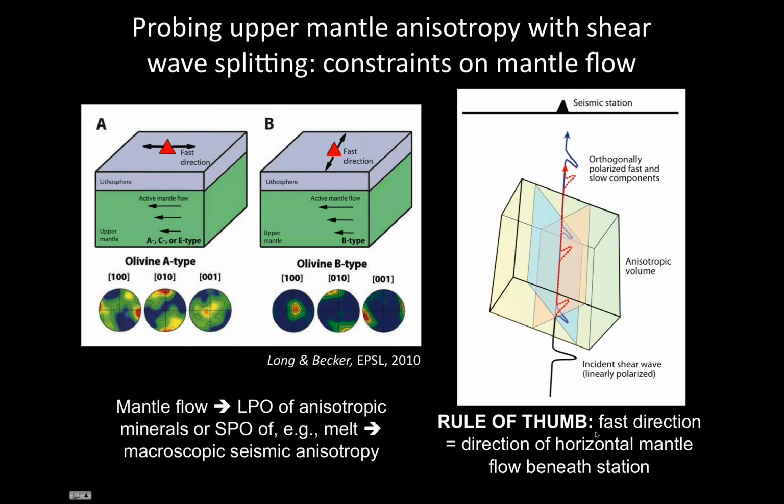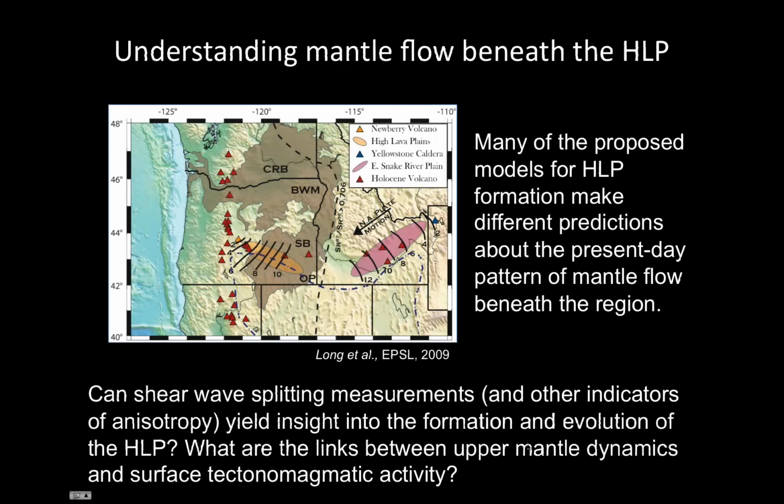So as I said, this rule of thumb that you can go to a seismic station, measure the fast splitting direction, and that is probably more or less telling you about the direction of horizontal mantle flow, is not true everywhere in the Earth, everywhere in the mantle, but we think it's probably true for this region.